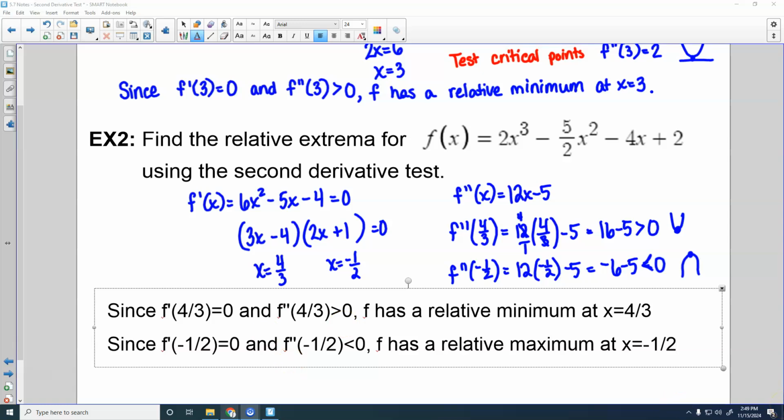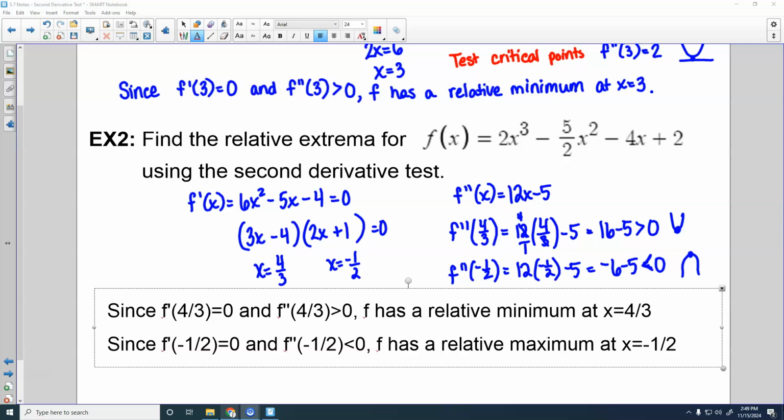Okay, questions? If you like second derivative test, you can use it for most of the problems that we've been doing so far. But if you don't care for it, you would never have to use it on a problem like number 1 or number 2.